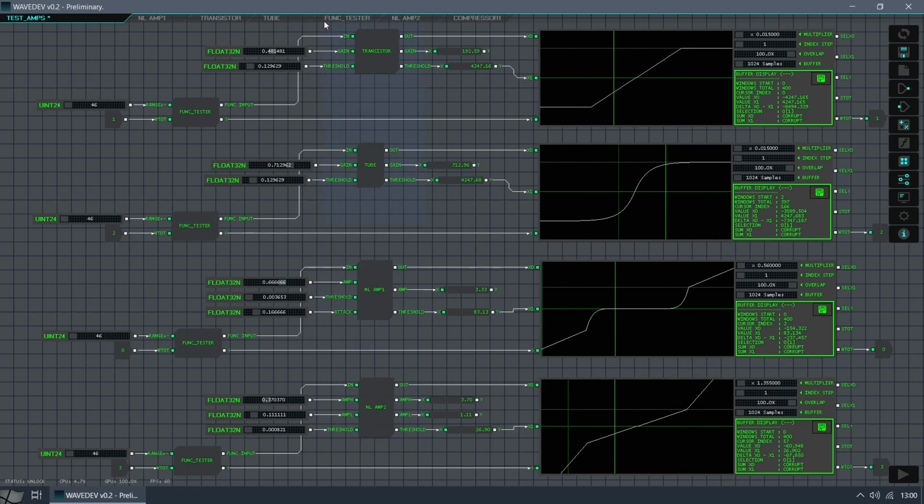Now we will focus on the first two. I labeled them this way as I think it's a good convention. Transistor for hard clipping, and tube for soft clipping. And again, I am also using functions to test other functions.